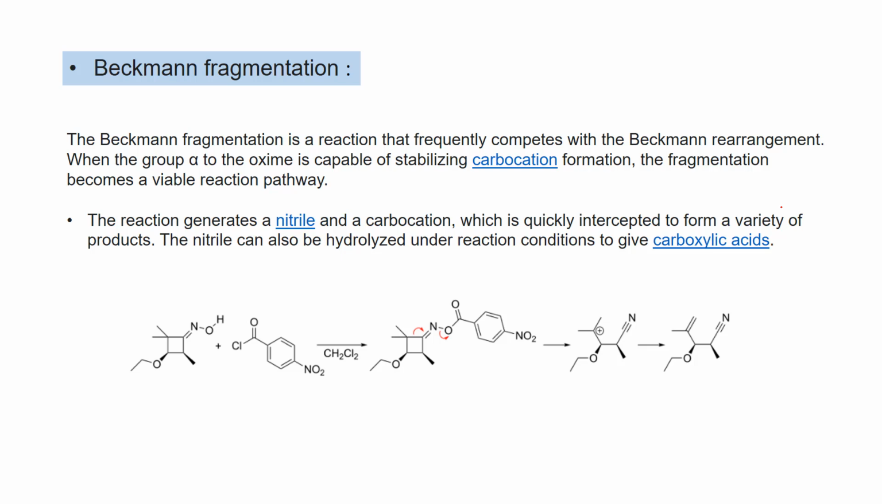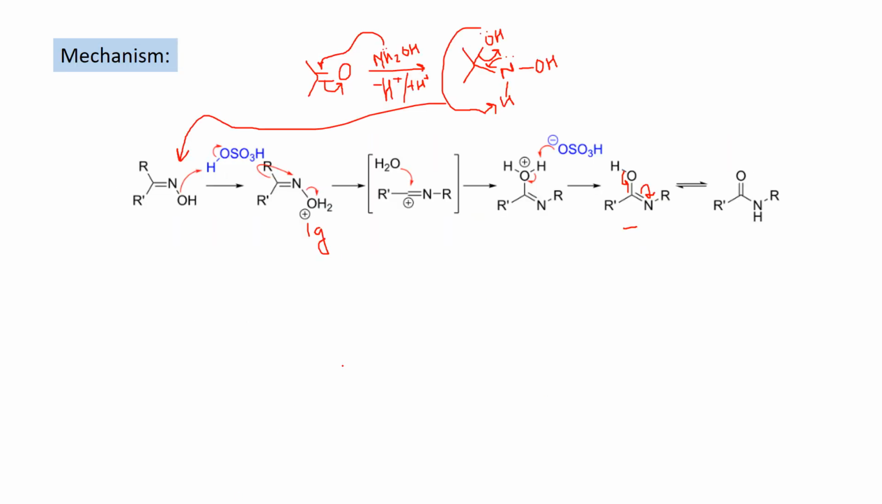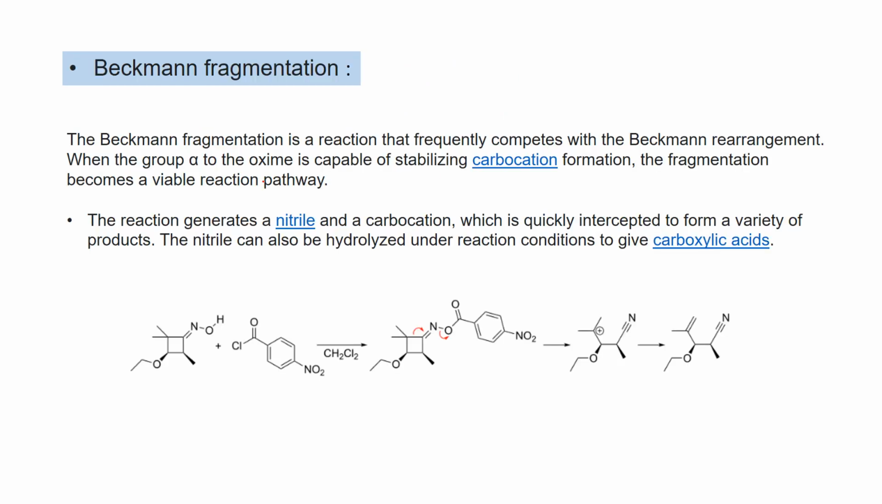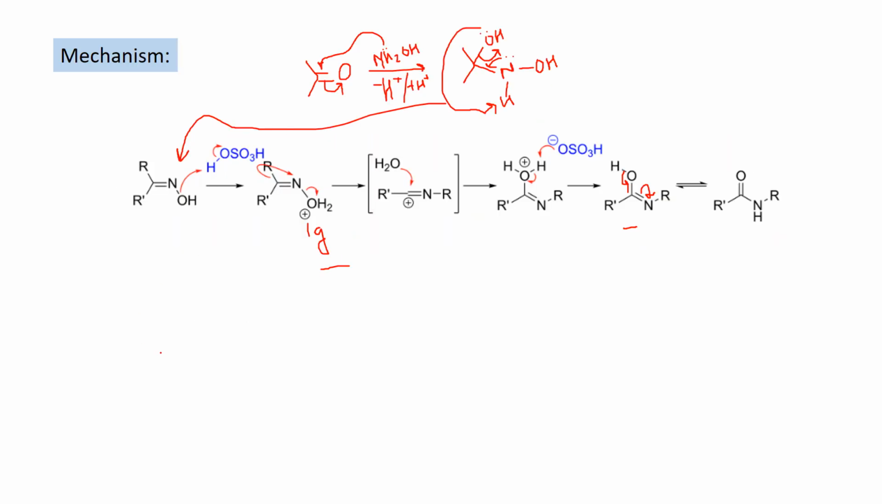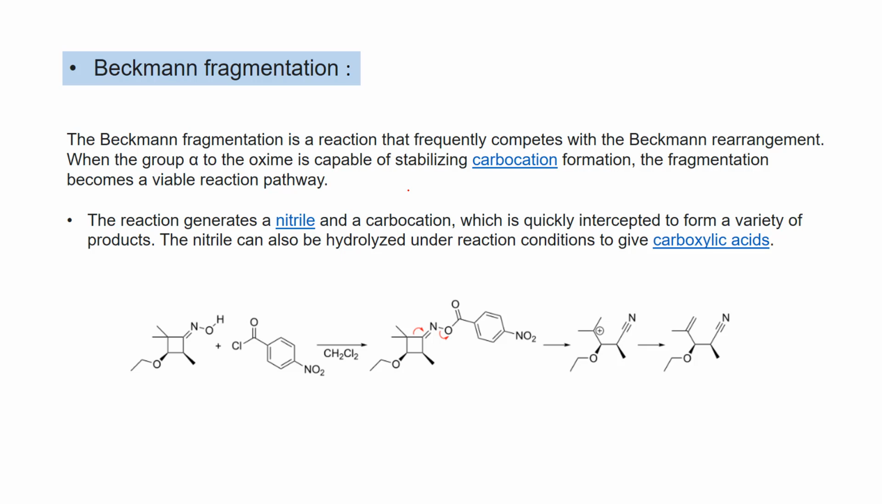Beckmann fragmentation is a reaction that frequently competes with the Beckmann rearrangement. When the group alpha to the oxime is capable of stabilizing the carbocation, meaning this R or R dash alpha to the oxime is capable of stabilizing the carbocation which is generated here, the fragmentation becomes a viable reaction pathway.